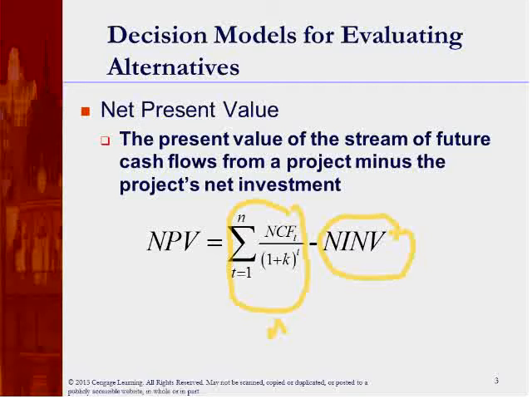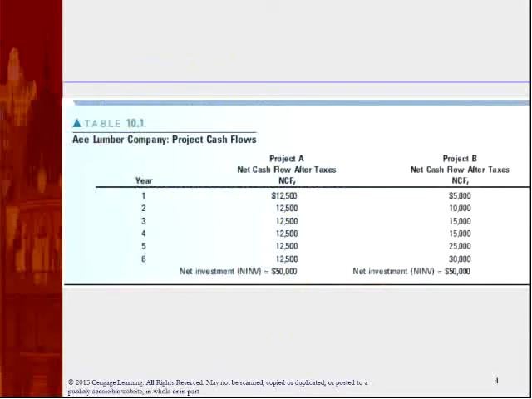And the discount rate you use here is the cost of capital. K is cost of capital. It's the simplest and by far the best method for accepting or rejecting a project. Now, what do you mean by that? For example, take the case of this.